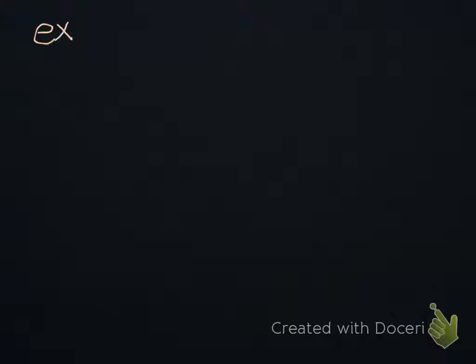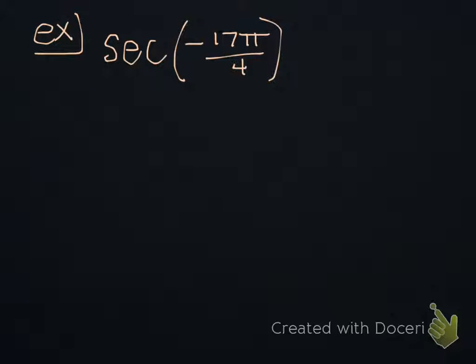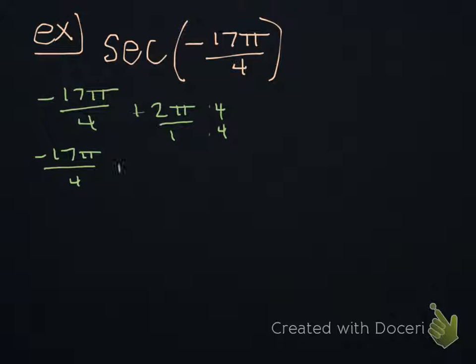So one more problem, just because it kind of ties everything together. So here we have secant of negative 17 pi over 4. Notice the angle's negative, so we've got to get it up into the positives. So the first thing we're going to do is add 2 pi. Put this over 1, times by the 4. So I'm adding 8 pi over 4.